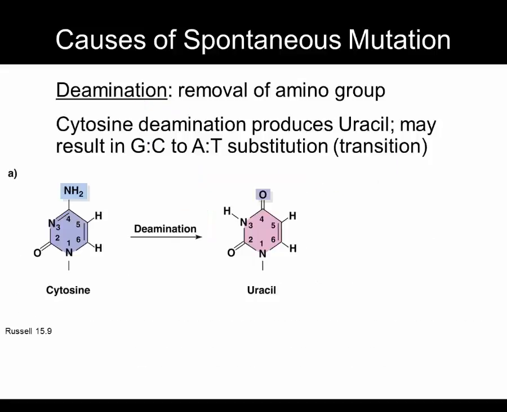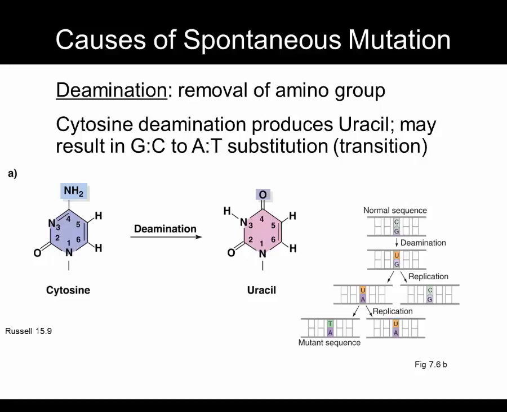Another spontaneous cause of mutations is deamination. When the amine group is removed from cytosine, it becomes uracil, and uracil pairs with adenine, so this can lead to GC to AT transitions. Now, uracil is not supposed to be in DNA, and the cell has mechanisms to detect and repair it. But if it's not fixed soon enough, after the next round of replication, the A will pair with a T. This is a normal base pairing, so the cell won't be able to tell there's an error, and the mutation will be permanent.